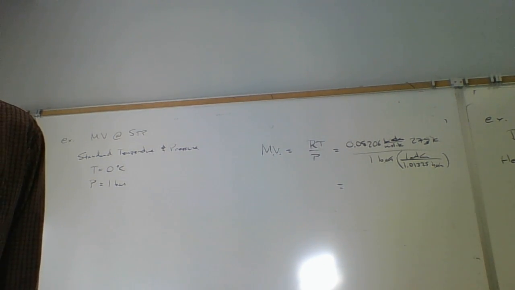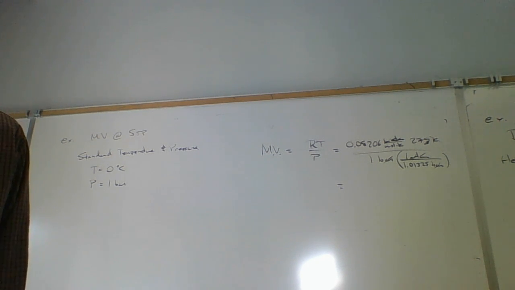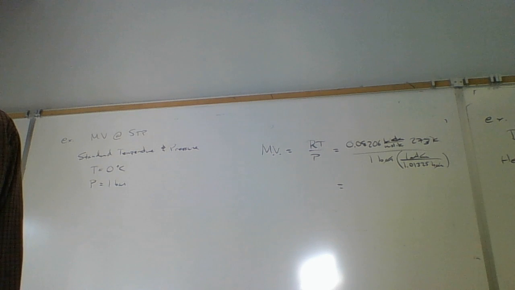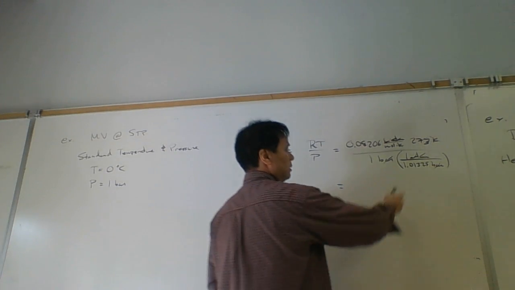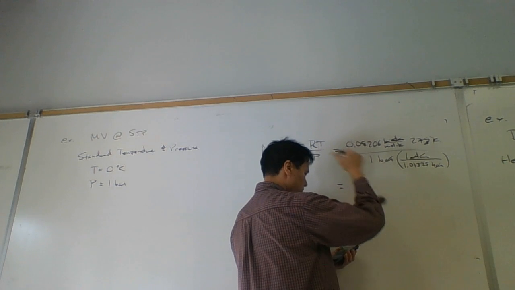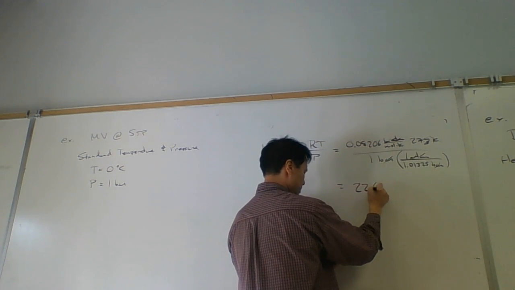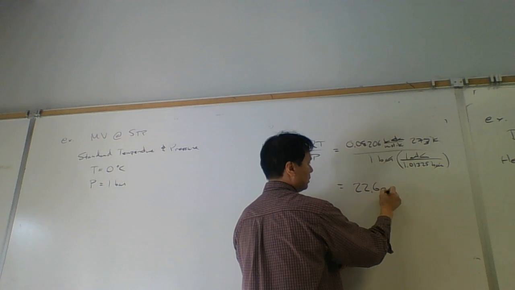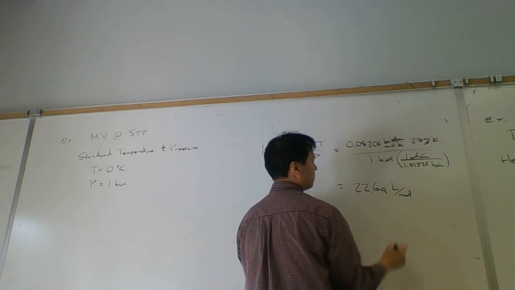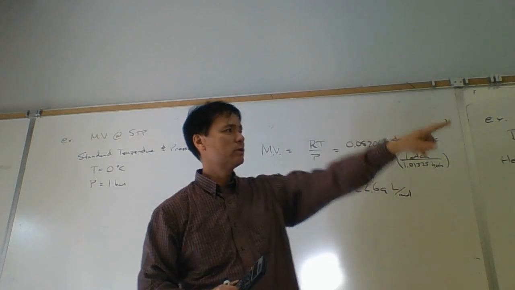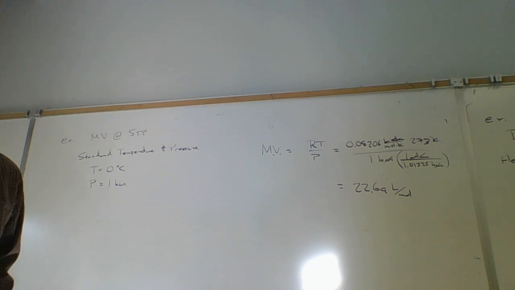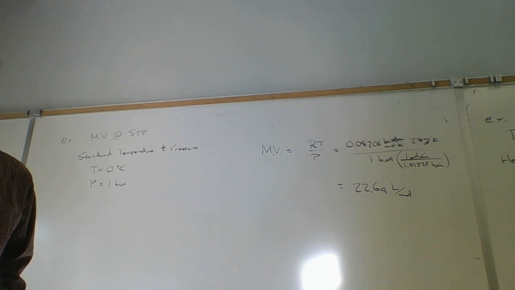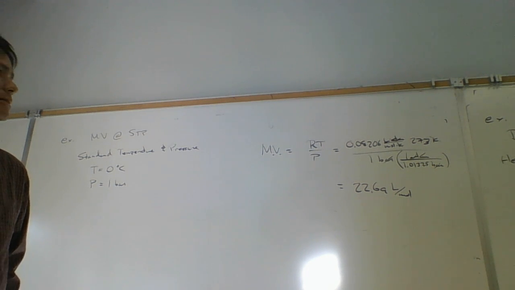So we'll go 0.08206 times 273, times 1.01325. This conversion from bar to atmosphere you're going to be given. And I get 22.69 liters per mole. So we can round that to 22.7 liters per mole. What does that mean? Well, that means 1 mole of gas occupies about 23 liters. 1 mole of gas. But that's at 0 degrees C.